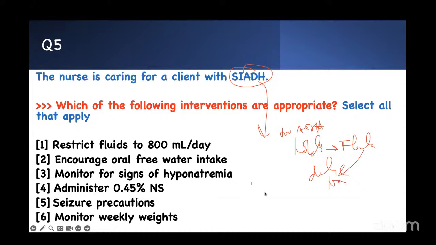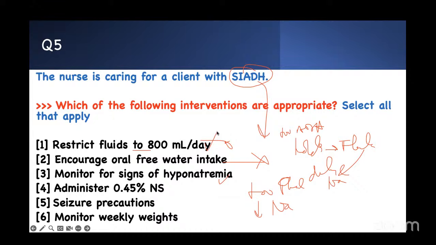That means I have too much fluid. I'll write it here. And my sodium is low. This is what I should expect in what? SIADH. Therefore, what would I do? Restrict fluid. Oh, I have too much fluid, so I'm going to restrict it. Encourage oral fluid intake when I have too much fluid? You're not going to do that. You see, monitor for signs of hyponatremia. I told you sodium is low, so this is good.